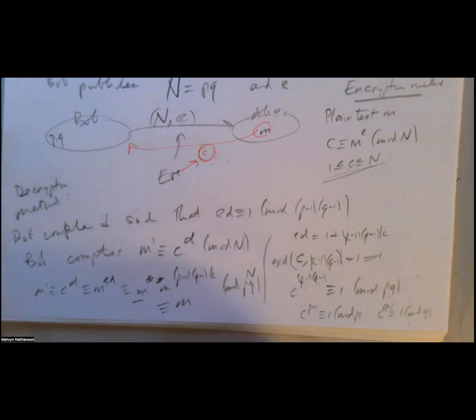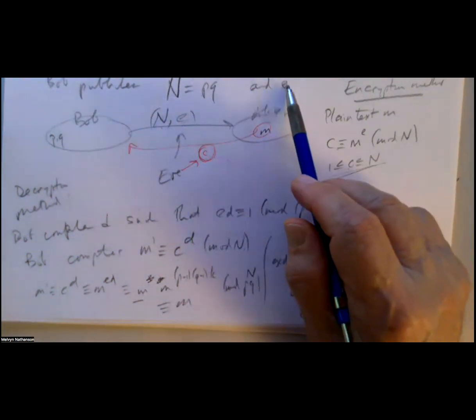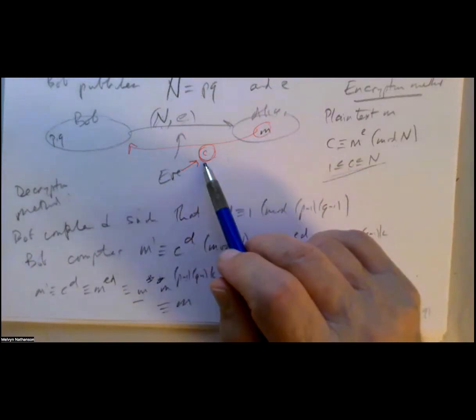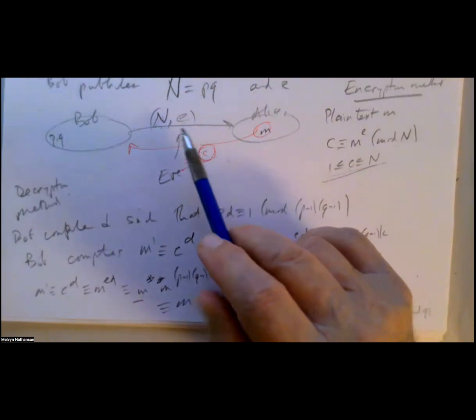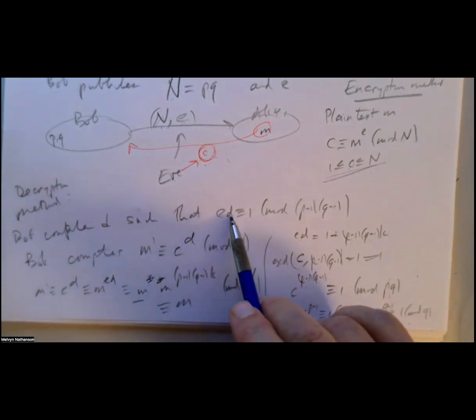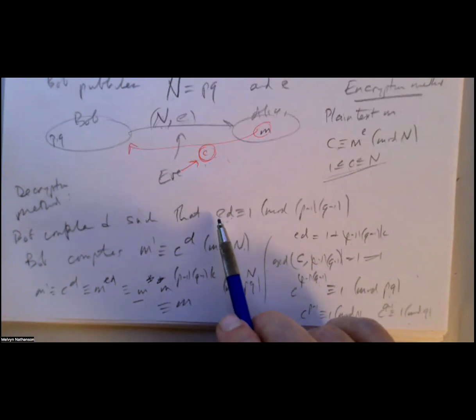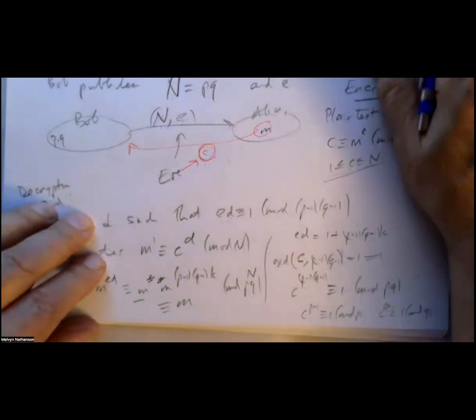So Bob can do that. The question is, why can Eve not do that? So what is it that Eve knows? Eve knows N. Eve knows E. Everyone knows that. And everyone knows C. So Eve knows N, E, and C. But to decipher the message, Bob knows D. If you know D, you can decrypt every message. And what is D? D is the inverse of E mod (P minus 1)(Q minus 1).